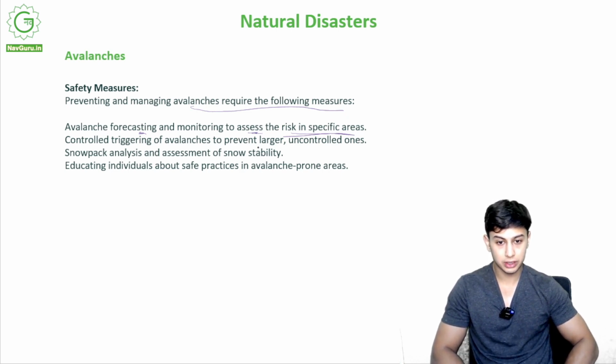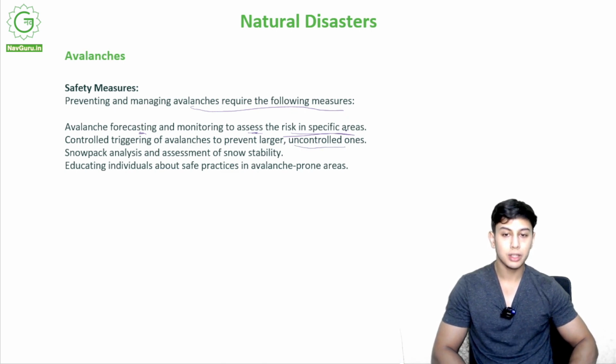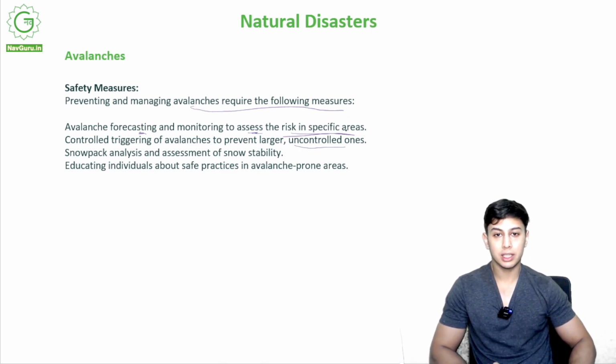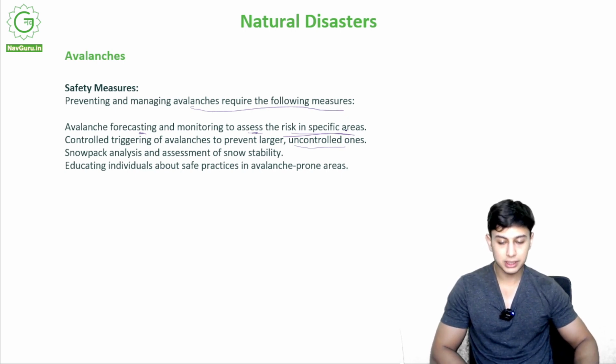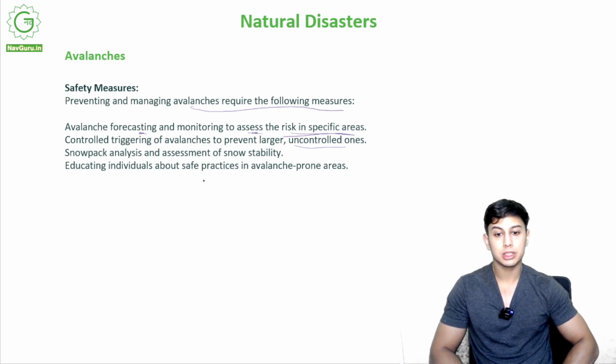Controlled triggering of avalanches to prevent danger from uncontrolled ones. So we cause a small avalanche so that we can prevent a big one, right? We let some snow fall off the mountain so that it does not build up and fall altogether. Snowpack analysis and assessment of snow stability. Educating individuals about safe practices in avalanche prone areas.